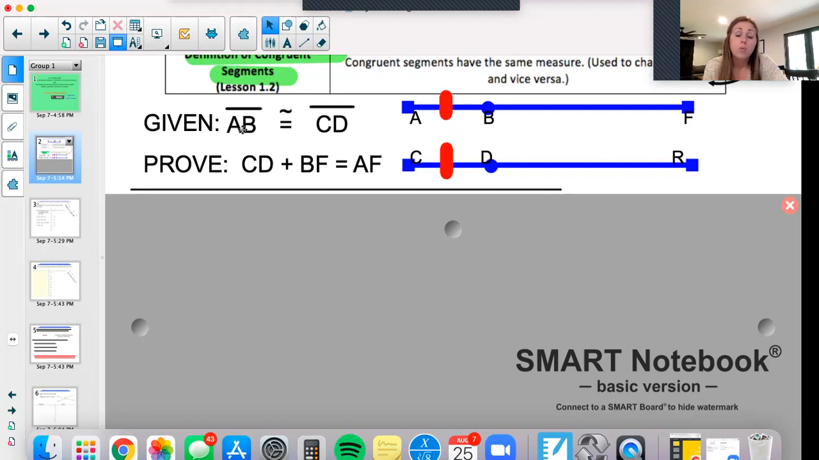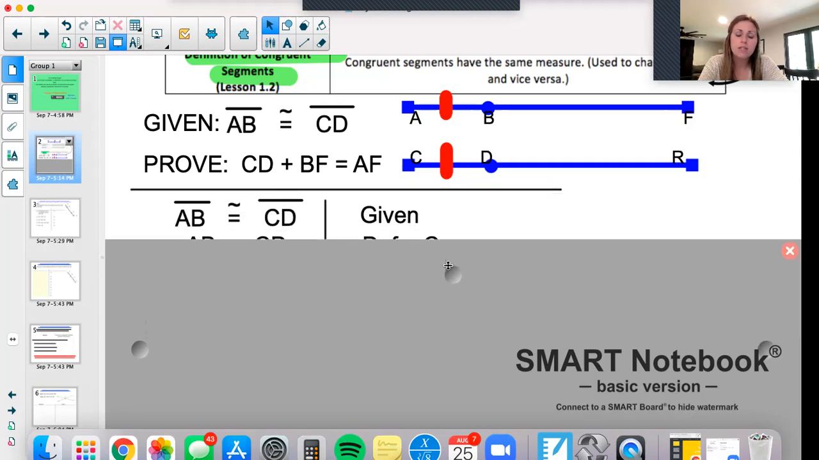Now, what we talked about last class, a quick review: your first step in a proof is always what you are given. Your last step in a proof is always what you are trying to prove. You are not done until you have your prove statement. If you don't get that exactly in the right order, exactly how it's written, then you keep going until you get there. So the first step in a proof is our given. Segment AB is congruent to segment CD. How do I justify that on my right-hand side? I write given.